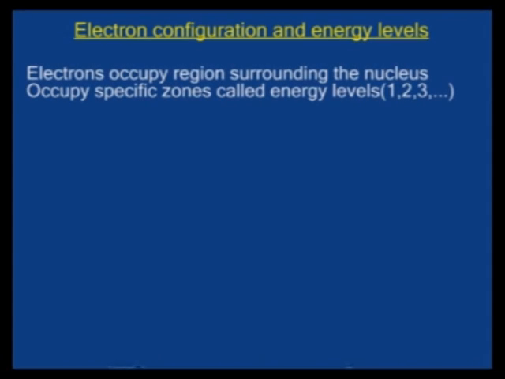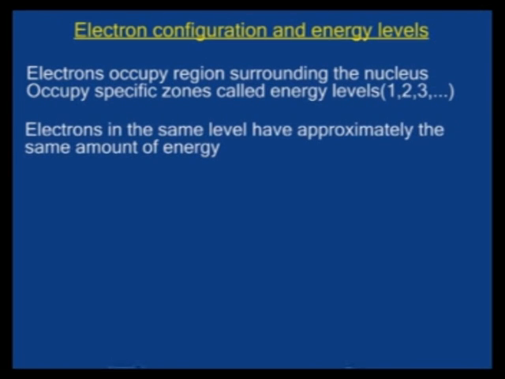Let's now look at electron configuration and energy levels. Now, we indicated that the region surrounding the nucleus is occupied by electrons. These electrons are not just scattered anyhow in this region. The electrons occupy specific zones we call energy levels. The energy levels are numbered 1, 2, 3, and so forth, starting from the one nearest the nucleus. Electrons occupying the same energy level have approximately the same amount of energy.